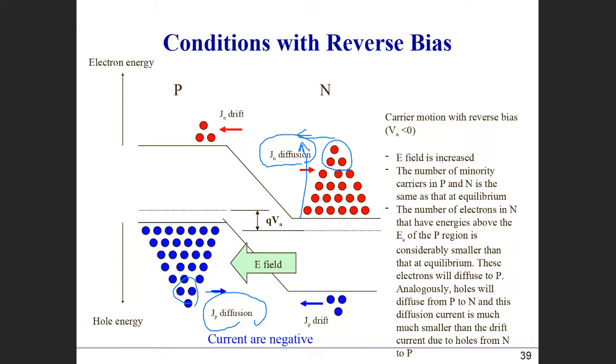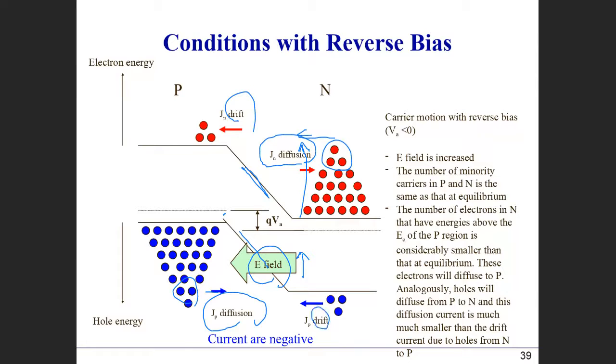And then when you look at the electric field in this structure, the slope of this energy band diagram is larger than the thermal equilibrium case, which means that the electric field is much higher than before. And this effectively increases the drift current.